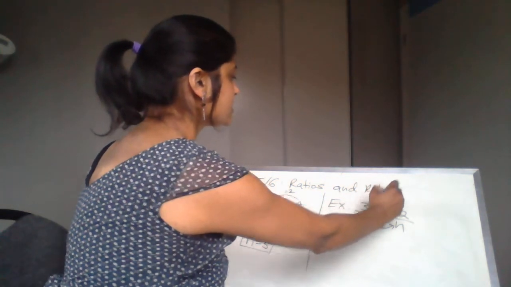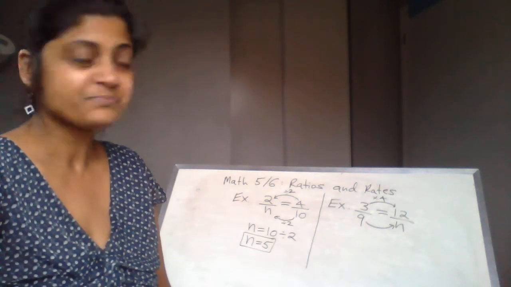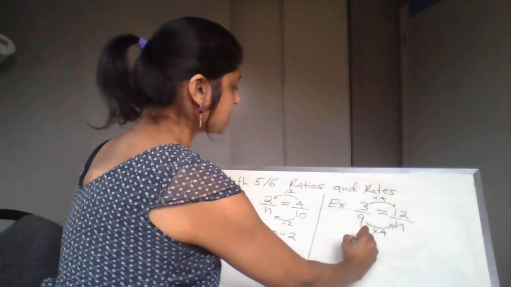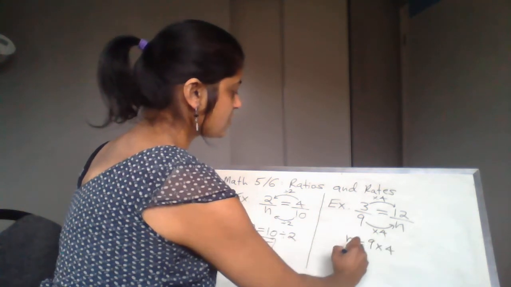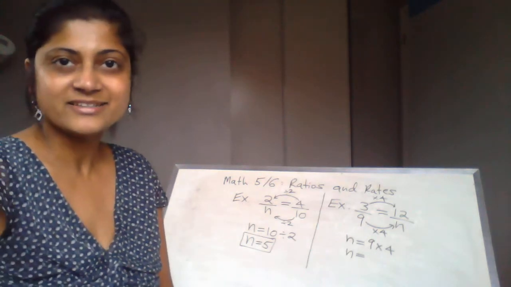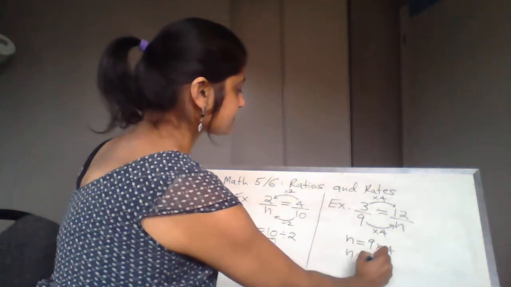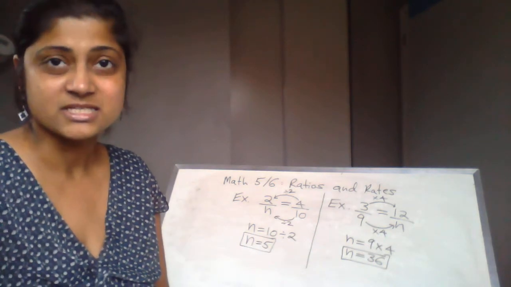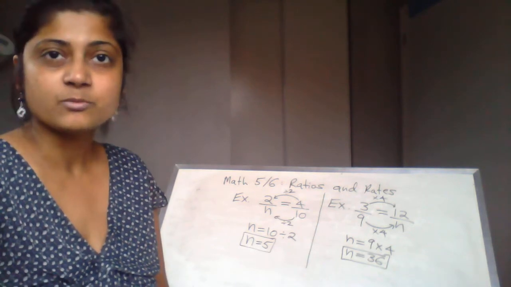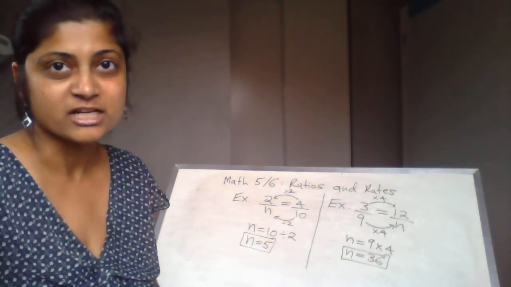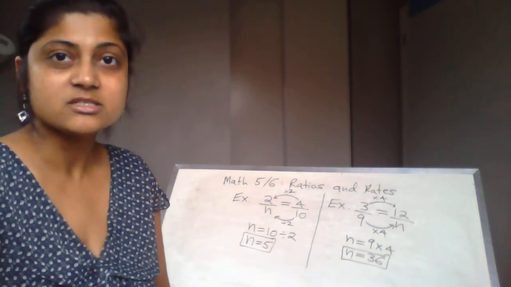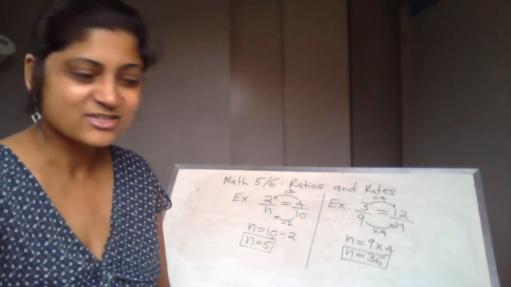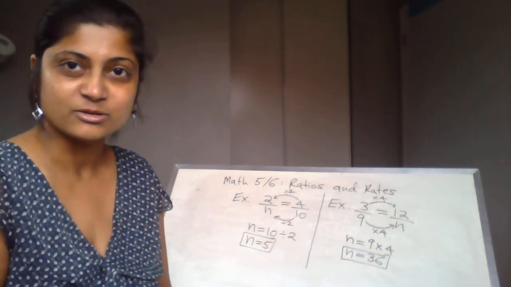So 3 times 4 is equal to 12. On the bottom as well, I'm going to do 9 times 4. So n is equal to 9 times 4, and n is equal to 36. Again, make sure you are boxing your final answer so the teacher can see what it is. You can see these proportions are basically just like equivalent fractions. Whatever you're doing on the top, you have to make sure you're doing it on the bottom as well. All right, so I think that looks good for the following proportions.